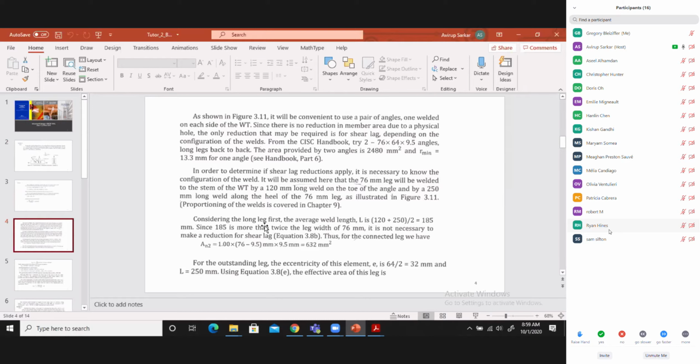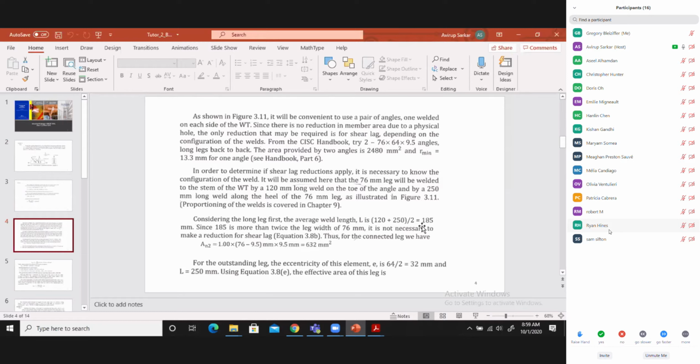Now first we are going to consider the long leg side, and the average weld length is obviously half of the two weld lengths on both sides. On one side it was assumed to be 120 and on the other side 250 mm. So this comes out to be 185 mm.